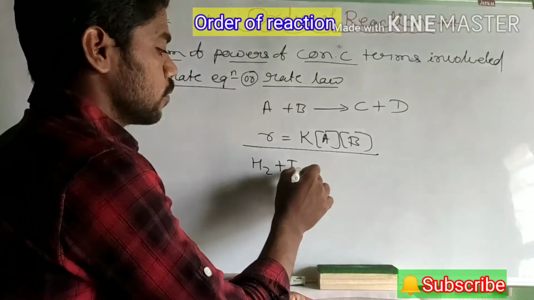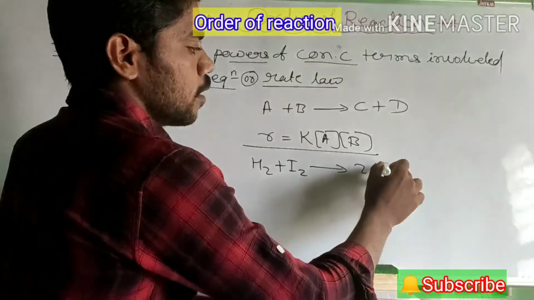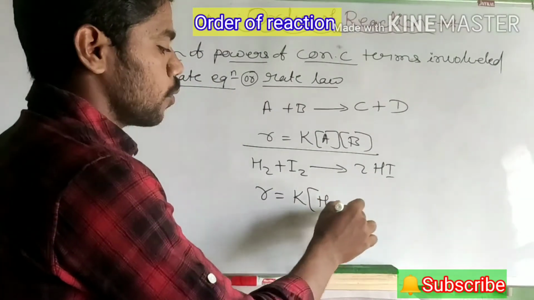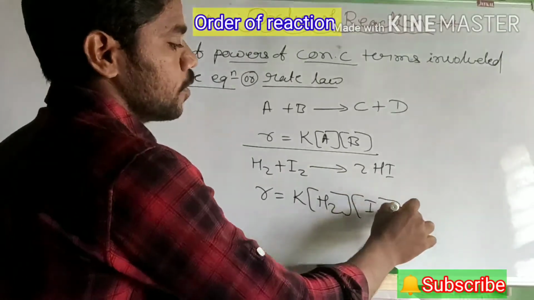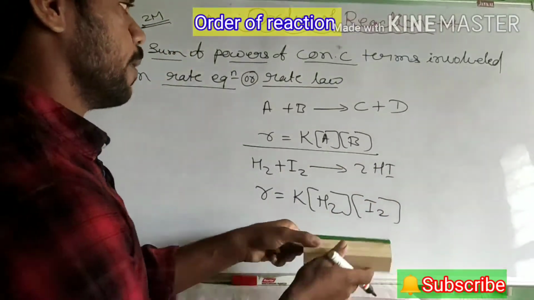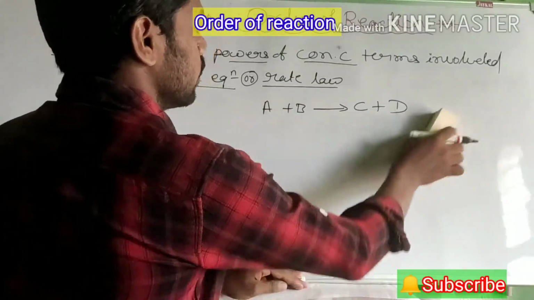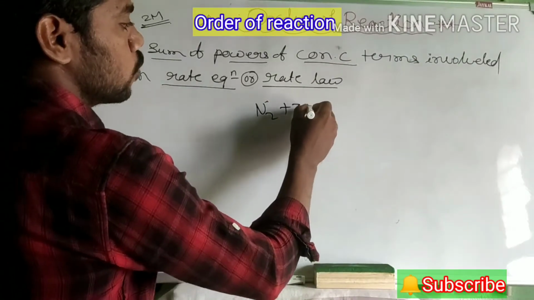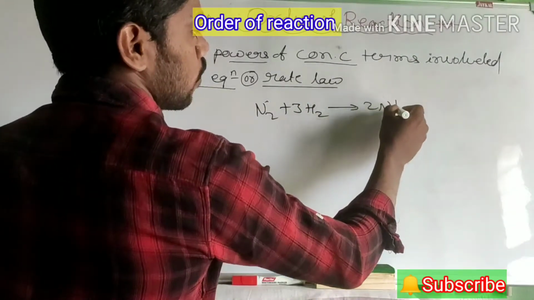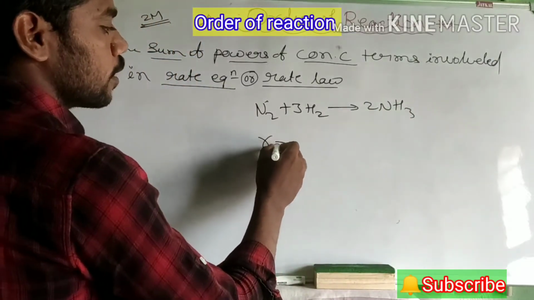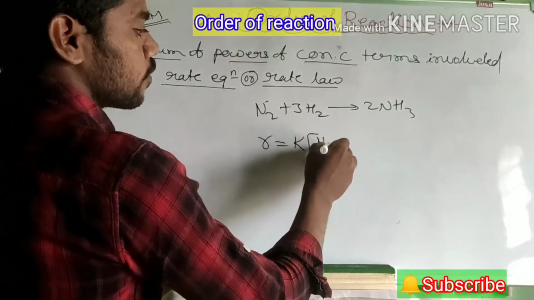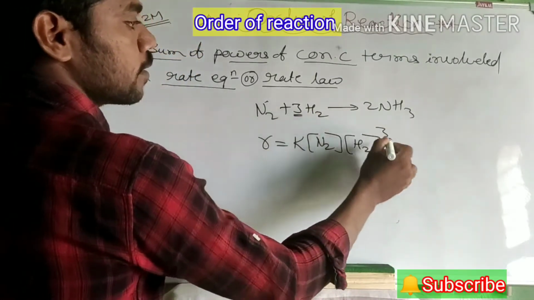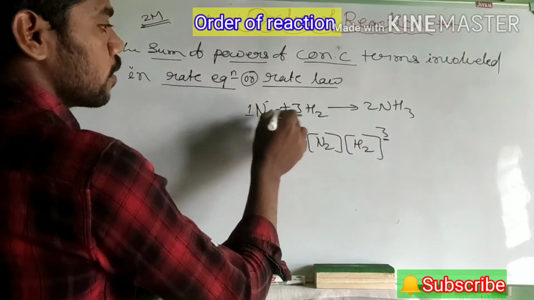Now H2 plus I2 gives 2HI. How to write the rate equation or rate law? R equal to K into concentration of reactant H2 into I2. This is the rate equation. One more I will write. You see here, for example, N2 plus 3H2 gives 2NH3. What is the rate equation or rate law? R equal to K into concentration of N2 and concentration of H2 to the power 3, because there are 3 moles. There is only 1 mole of N2, therefore here only 1.